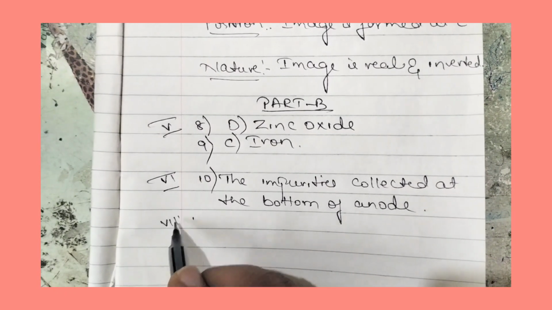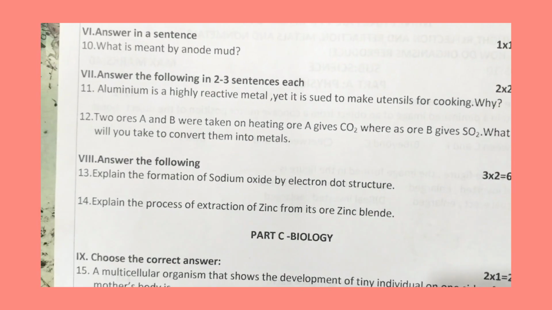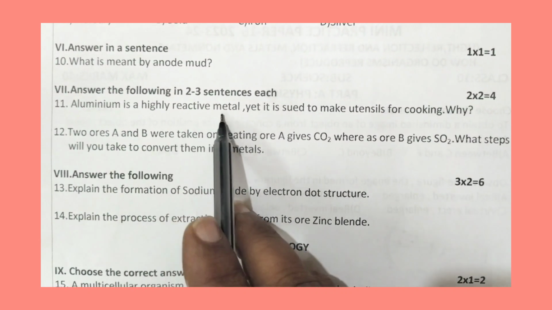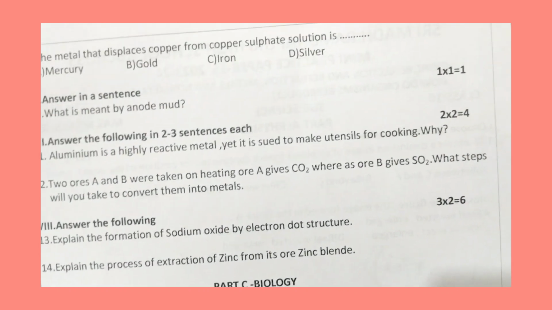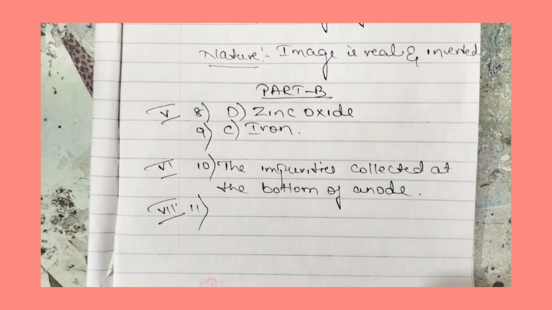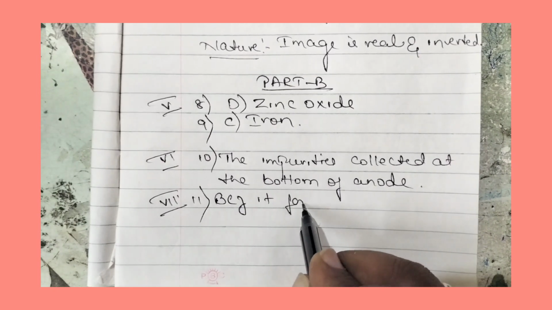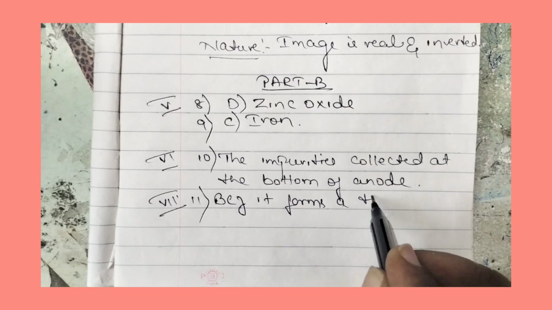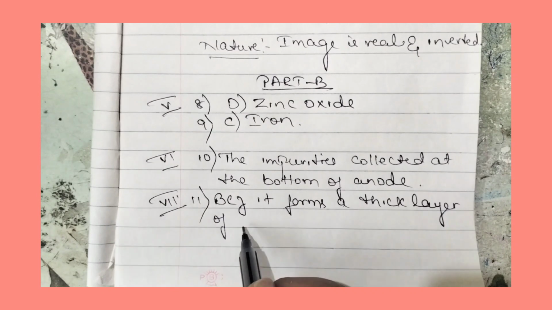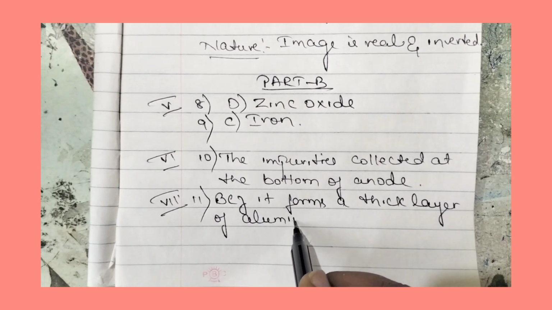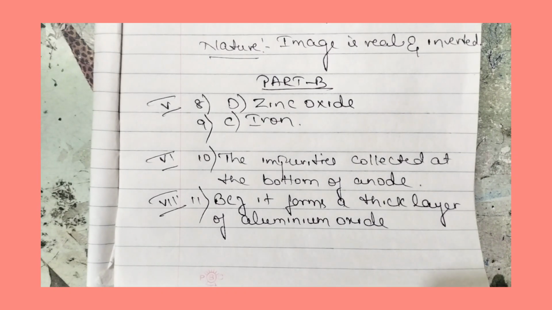So now let us move to the 7th main, that is question number 11. So question number 11 is, aluminium is a highly reactive metal, yet it is used to make utensils for cooking. Why? So let us write the 2 reasons for this one. Because it forms a thick layer of aluminium oxide.